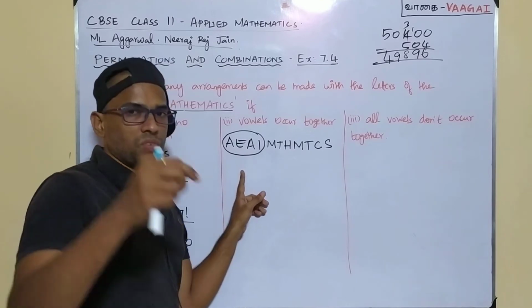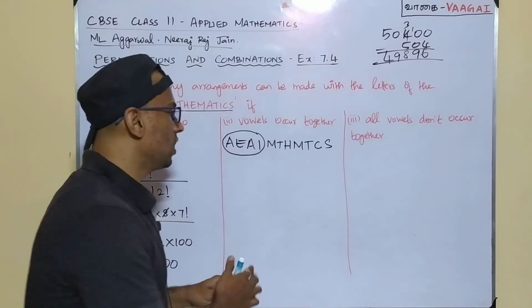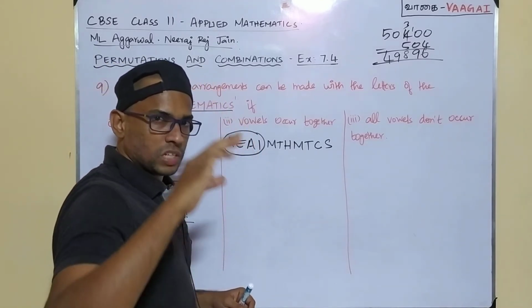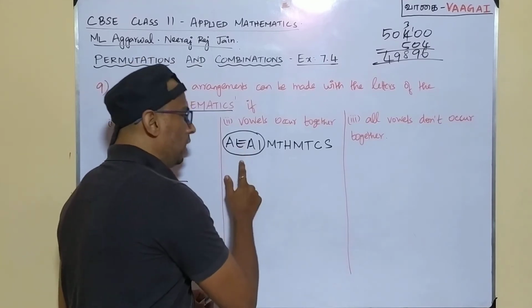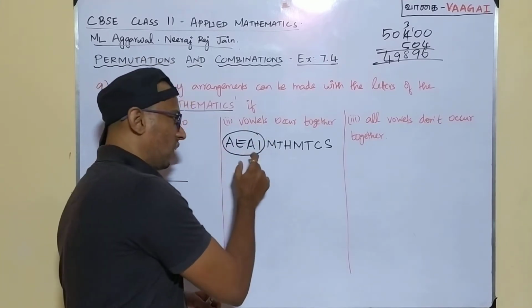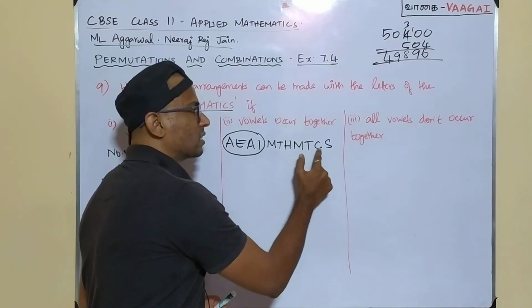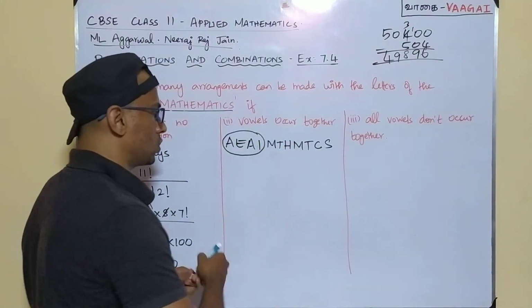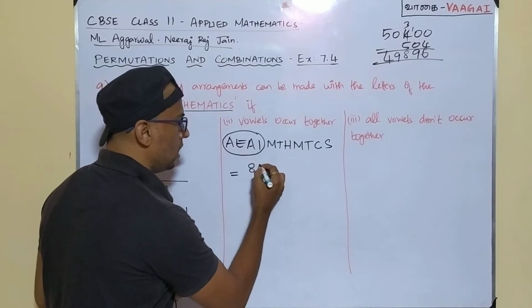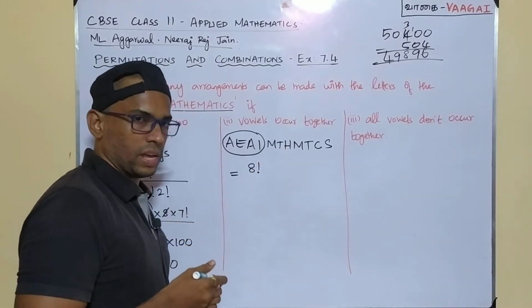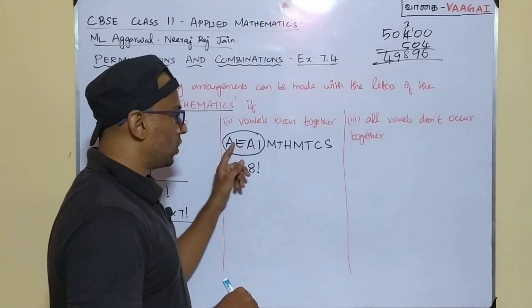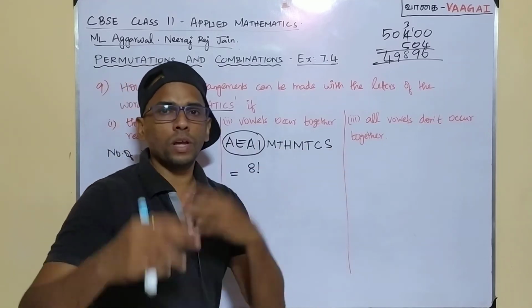So how many objects do we have here? We have this bunch, just count it as 1, because for us now this is one single object. 1, 2, 3, 4, 5, 6, 7, 8. So there are totally 8 objects. So 8 factorial, just be careful, 8 factorial. Among these 8 objects, how many of them are identical?